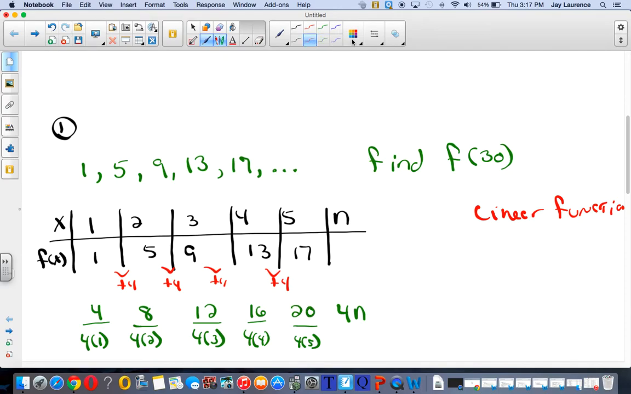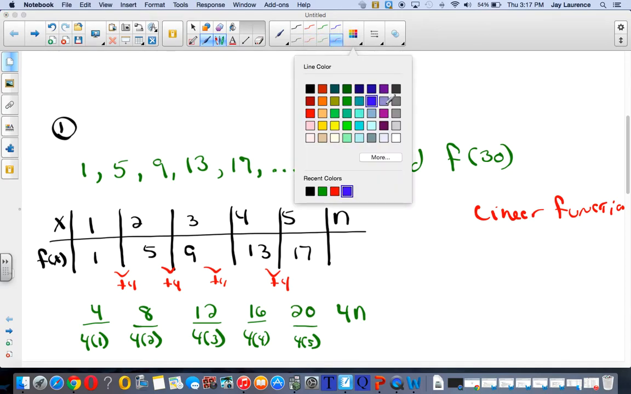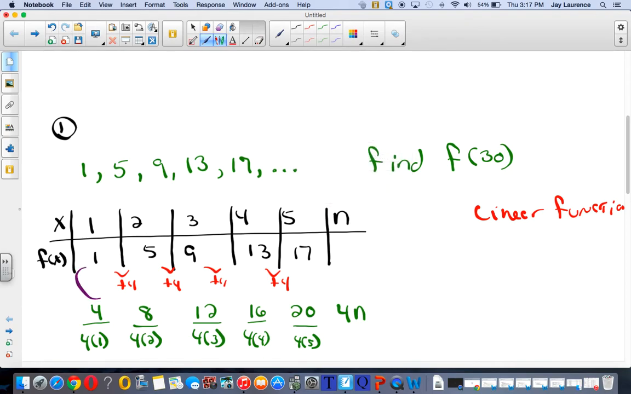So how do I turn 4 into 1? Well, I subtract 3. 8 to 5, I subtract 3. 12 to 9, I subtract 3. 16 to 13, I subtract 3. And 20 to 17, I subtract 3.